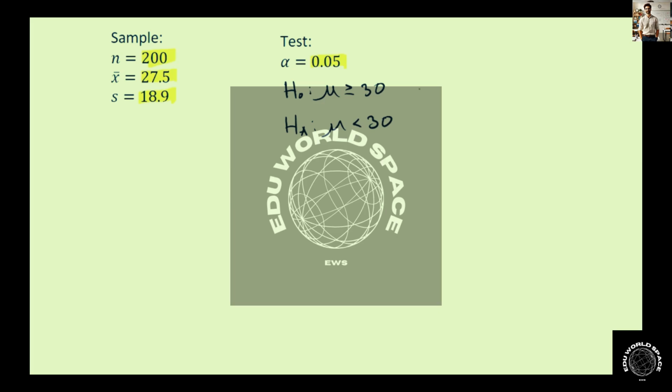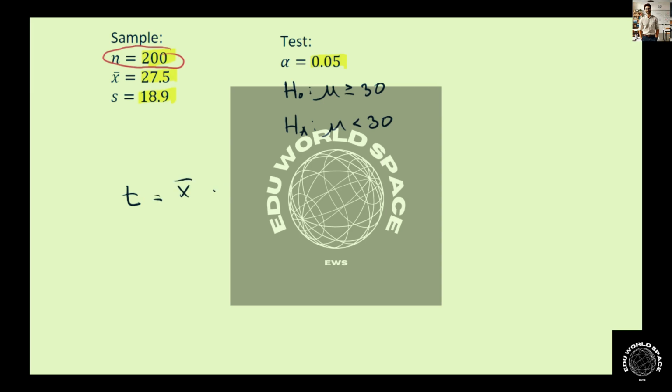Now, one other thing that we are told in this question is that the commute times in the US are heavily skewed to the right. However, we have a large sample, and therefore the central limit theorem comes into play, which tells us that sample averages for samples of size 200 will be approximately normally distributed. And so our test statistic is given by this formula.